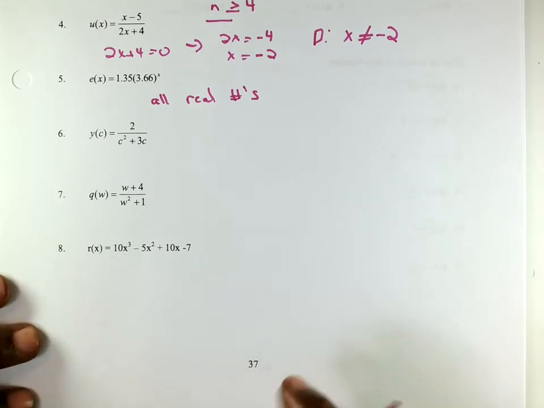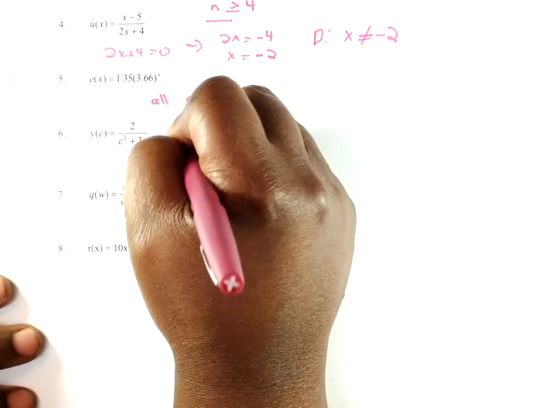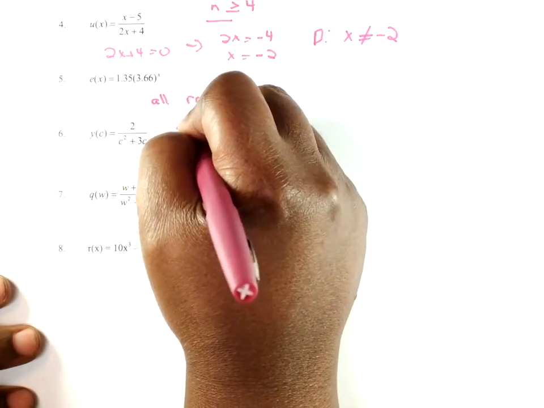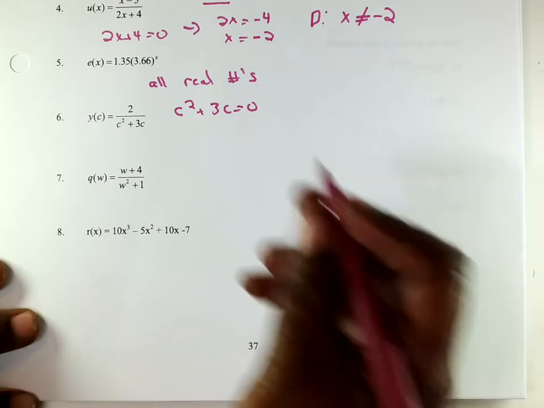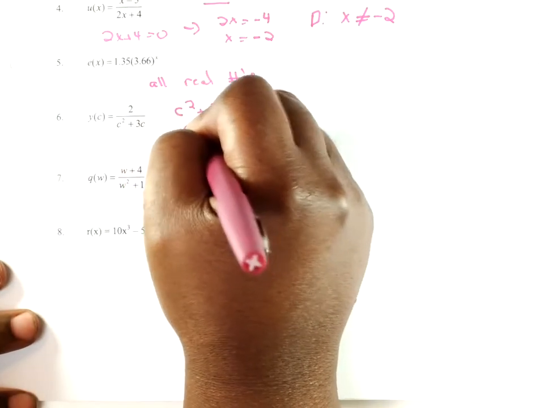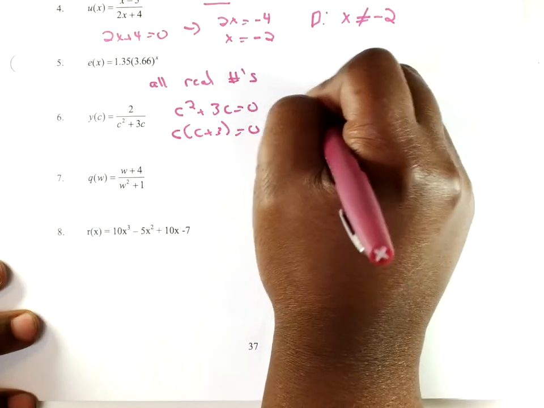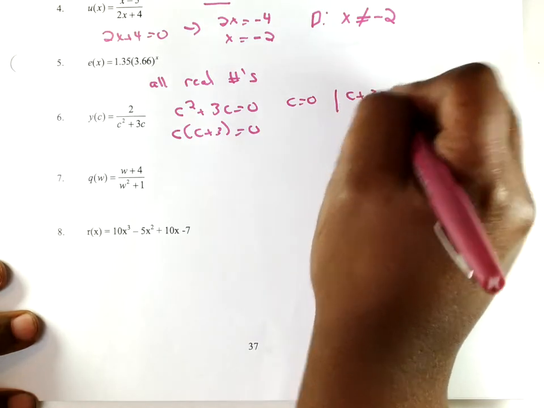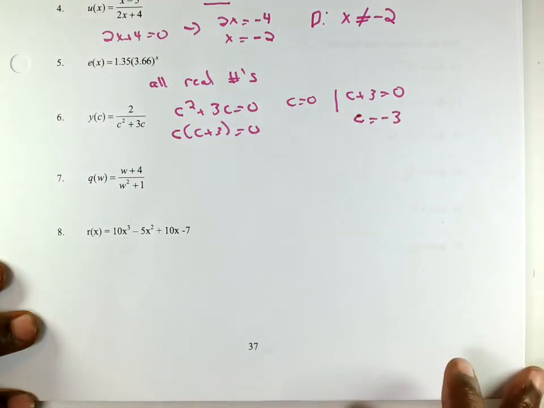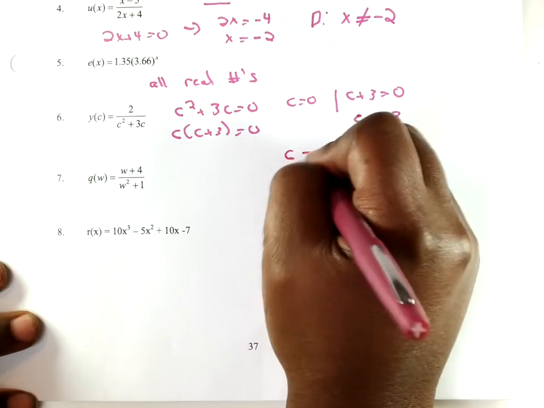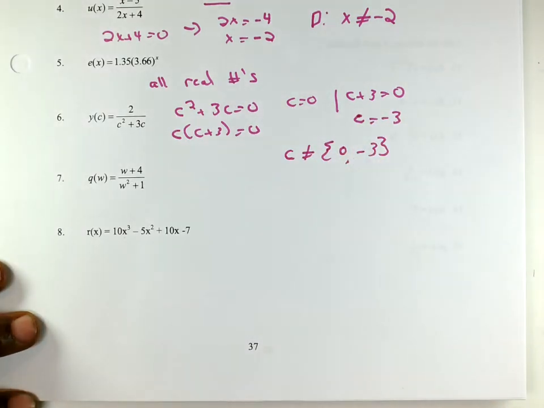Number 6, we have a fraction again. So I don't want to have a 0 in my denominator, so I need to know when c squared plus 3c is equal to 0, because that's what I have to restrict. So I'm going to factor out a c, and I get c times c plus 3 equals 0. Set each of those equal to 0. So my solutions are 0 and negative 3. So my domain is c cannot equal 0 or negative 3.